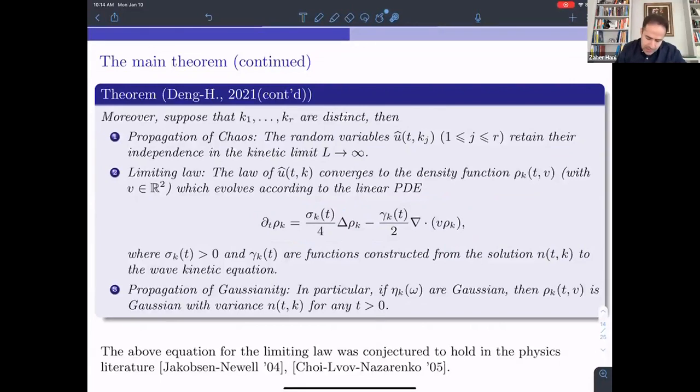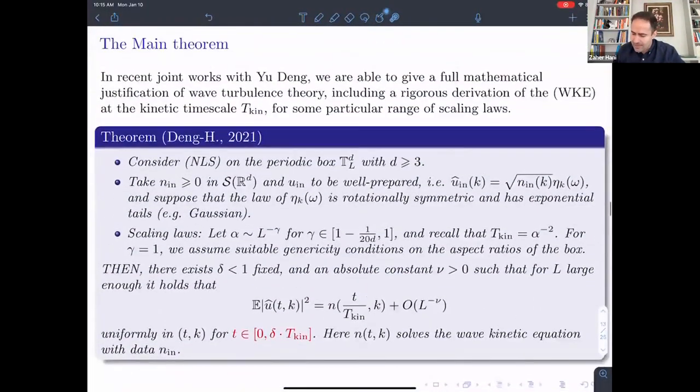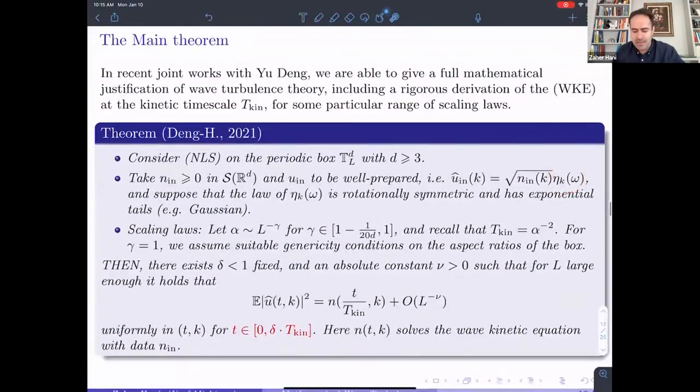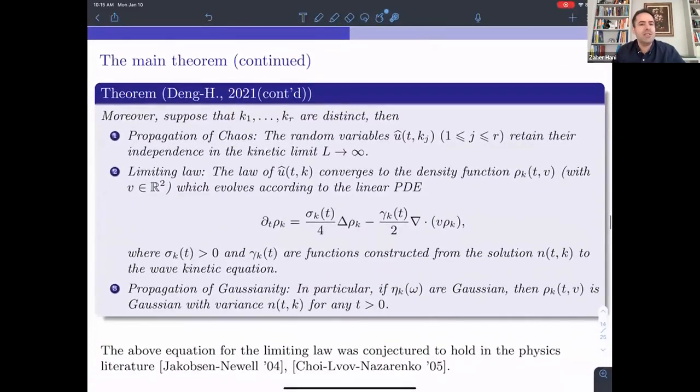Okay, and then another fascinating fact of nature to me is this propagation of Gaussianity: if you assume initially you have a Gaussian distribution of your initial data, in other words, if this eta sub k over here, you take it to be IID Gaussians, of course, as you turn the nonlinear interaction on, they stop being Gaussian, but somehow magically in the kinetic limit, they become Gaussian again.